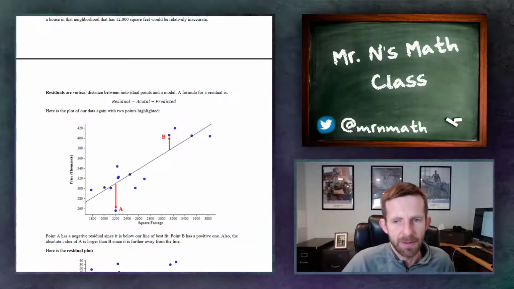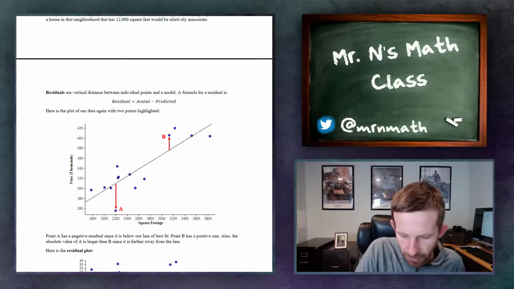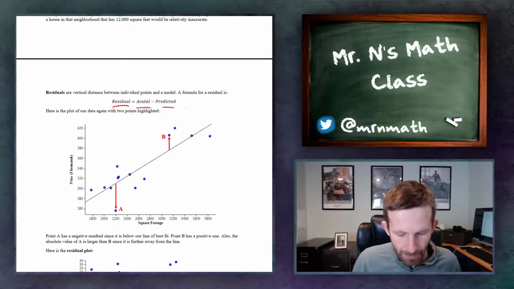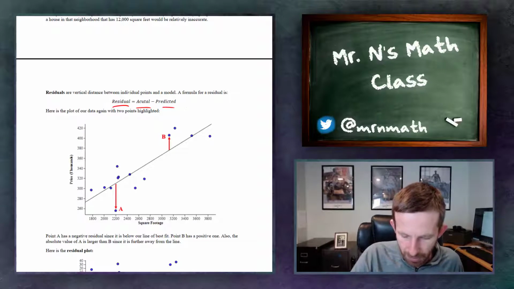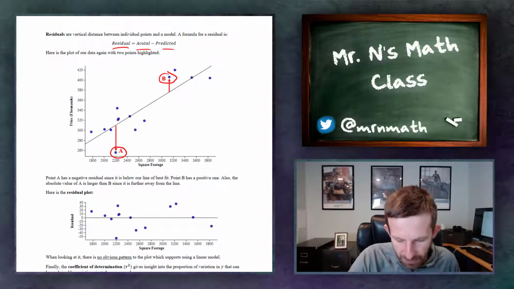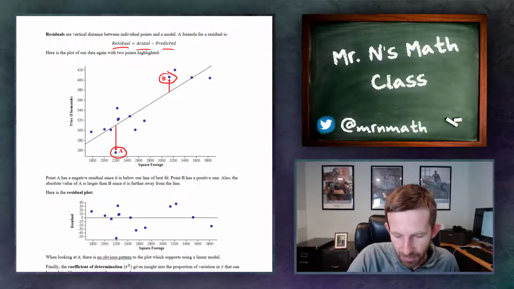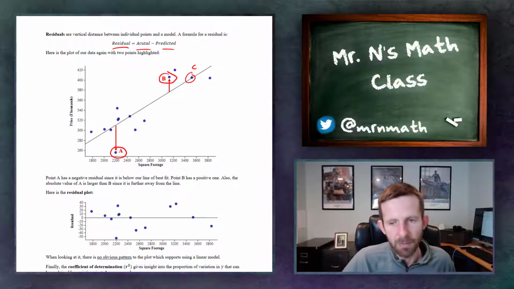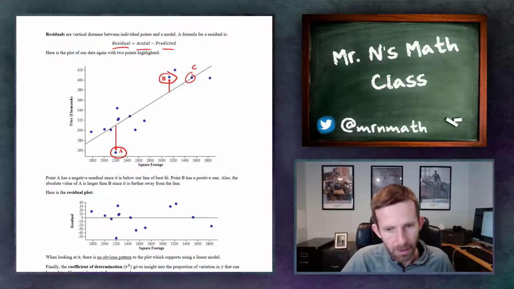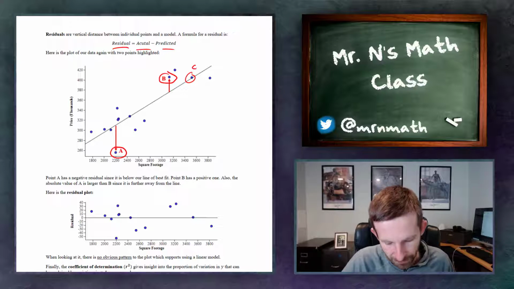Residuals are vertical distances between individual points and a model. So the formula for a residual is actual minus predicted. Here's the plot we had before. Let's highlight 2 points, point A and point B. Point A has a negative residual because it's below the line. Point B has a positive residual because it's above the line. By the way, point C would have a residual that is very close to 0. Also, the residual of A is larger than B since it's further away from the line. It's like the absolute value of that.